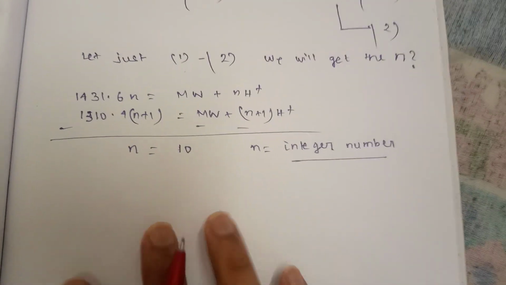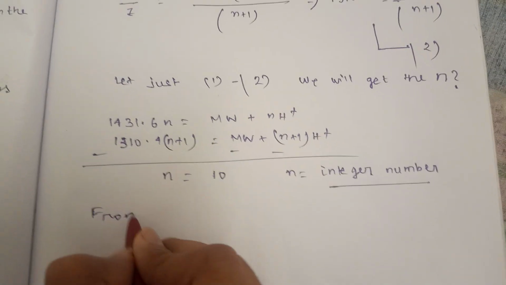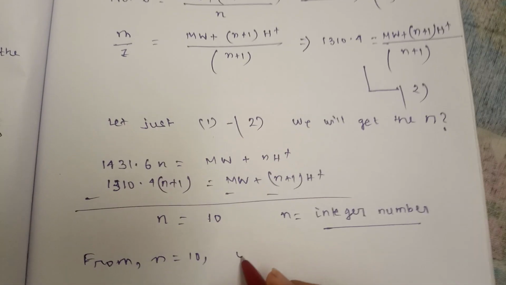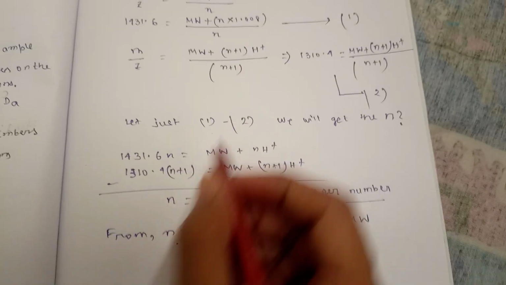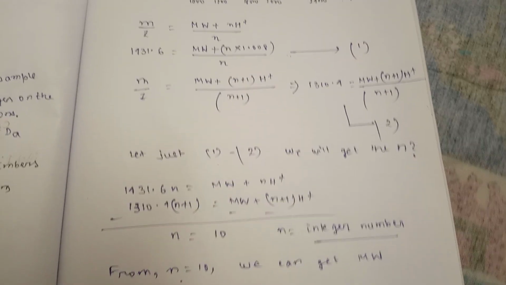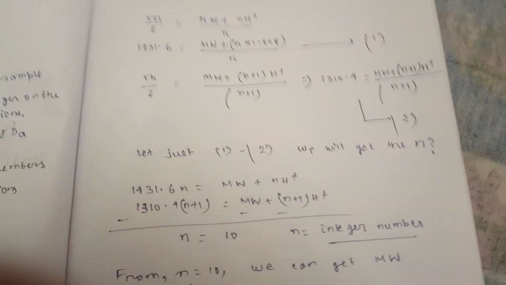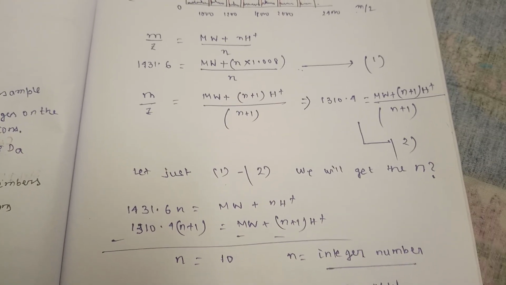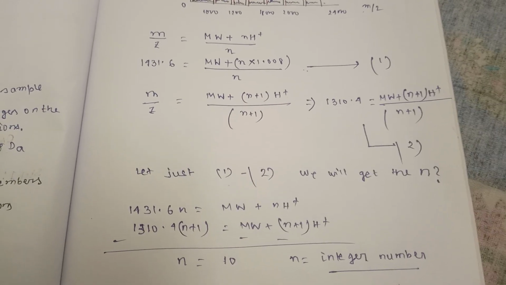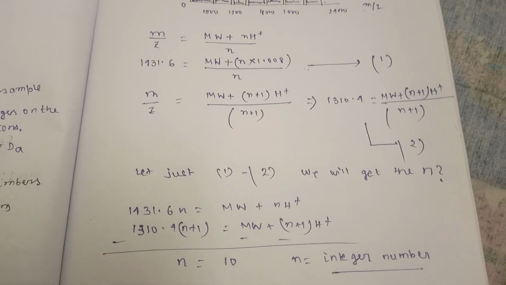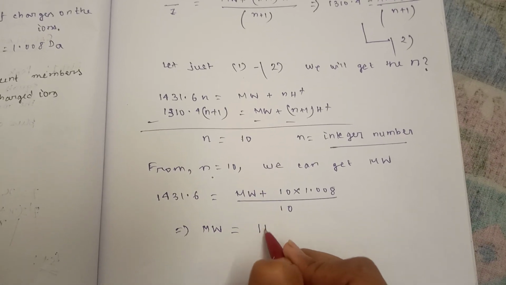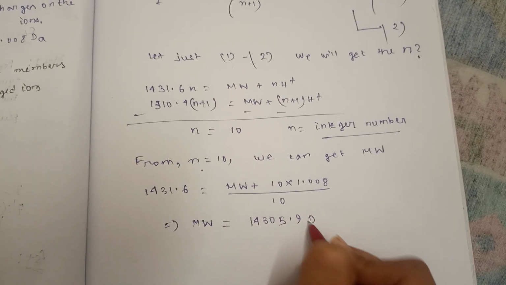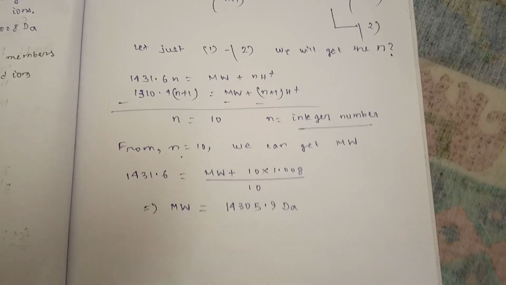Why? Because it is the charge, the number of charges on the ion, so it must be an integer number, the nearest integer. So from n we can get the molecular weight. Let's put the value of n in equation number 1: 1431.6 equals (molecular weight plus 10 times 1.008) by 10. So we will get the molecular weight as 14305.9 Dalton. This is the way we can calculate the molecular weight of any sample.